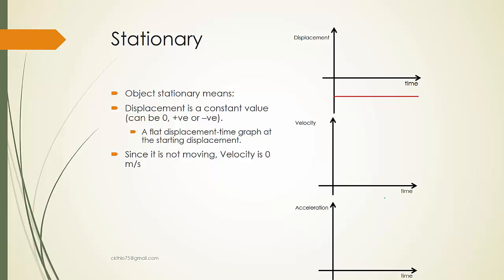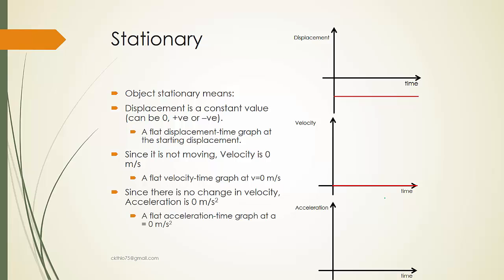Since it's not moving, velocity is 0 at all times. The velocity-time graph would be a flat line, and since there's no change in velocity, acceleration would also be 0, which means that the acceleration graph will be a flat line.